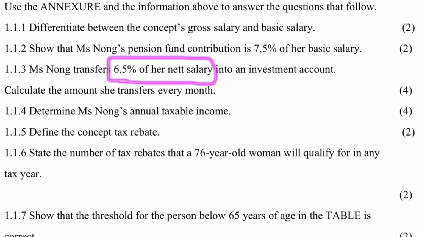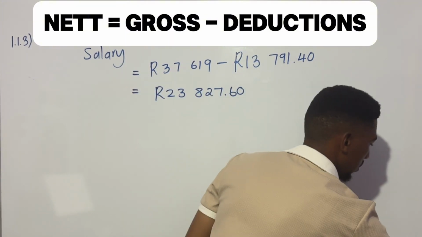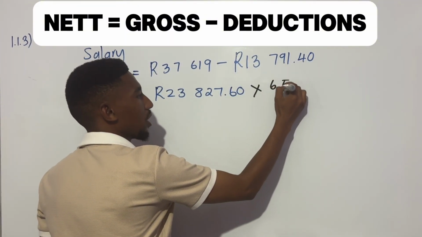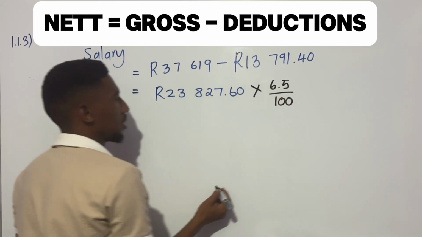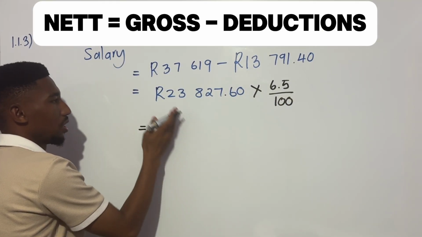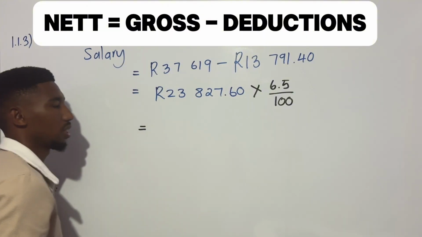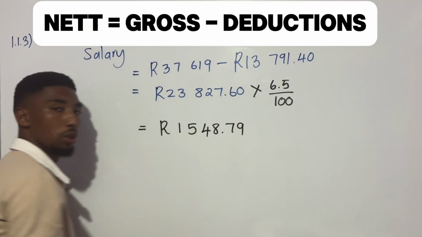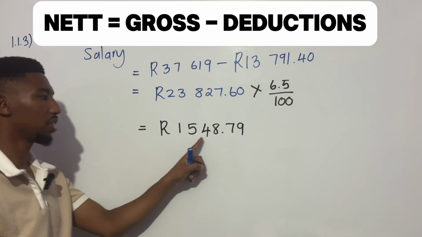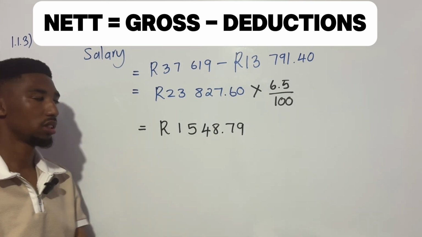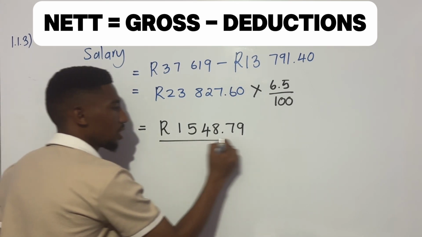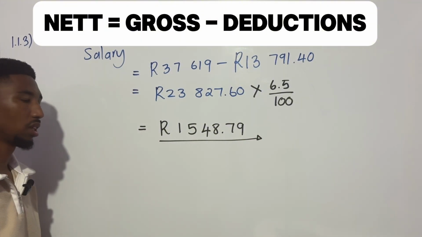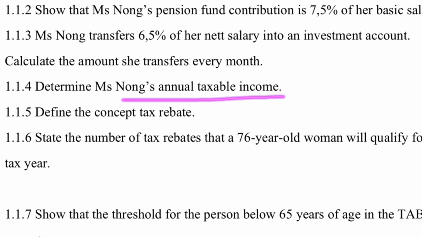But remember, we need to show that she transfers 6.5% of her net salary into an investment account. So we're going to take this net salary and multiply it by 6.5 over 100. That is going to give us the investment amount from this net salary that she transfers every month, which is equal to 1,548.79. So this is telling us that this amount is being transferred every month into an investment account.